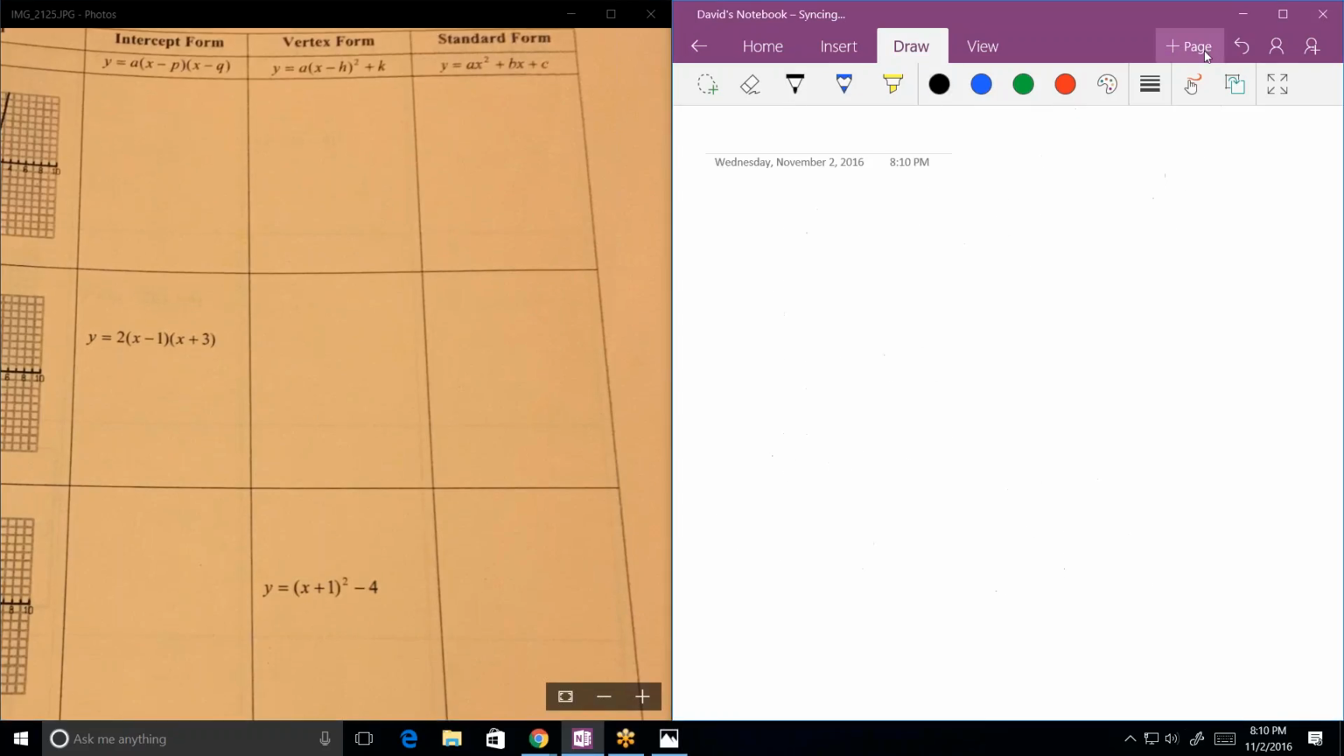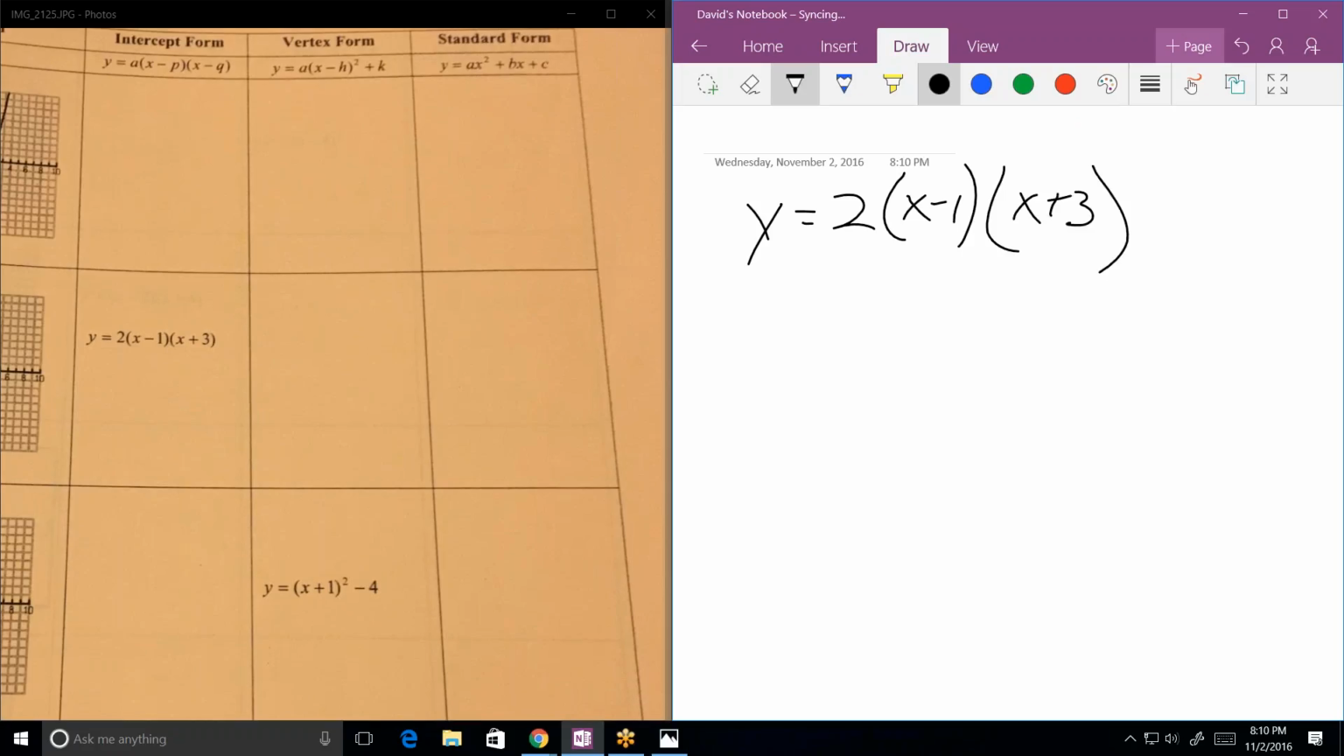Let's do that. So if we start with y equals 2 times x minus 1, that's in x-intercept format. How would we get standard format? That's the easiest one to put it into first. Well, we could just factor it out. No, it's already factored. You want to multiply it together. Right, that's what I meant. My bad. So 2 times, what's the product of those 2 linear terms?